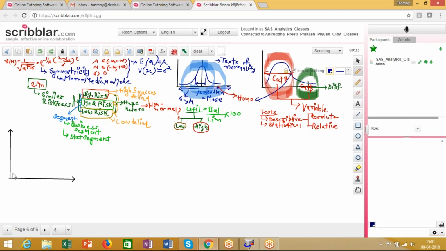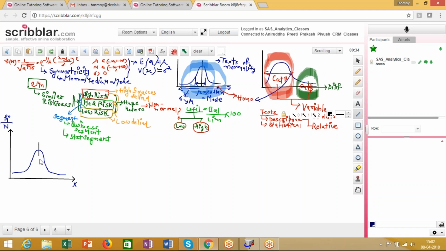So over here, what we do is draw the distribution. This is where the variable x is, and this is where the variable fi by n is. Now let us see how this graph looks.